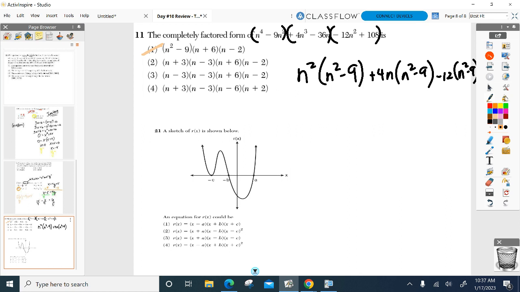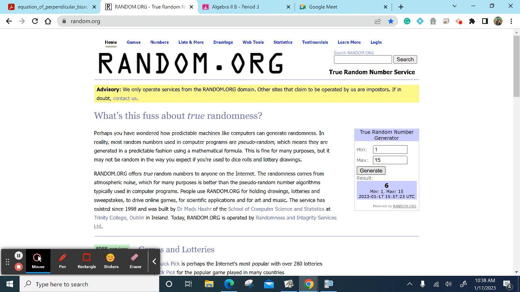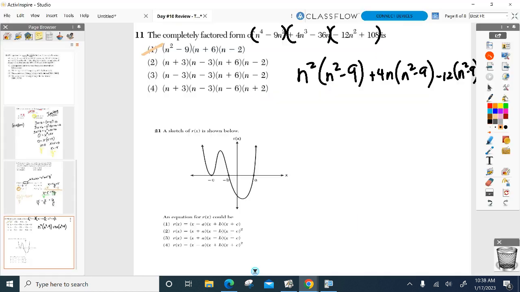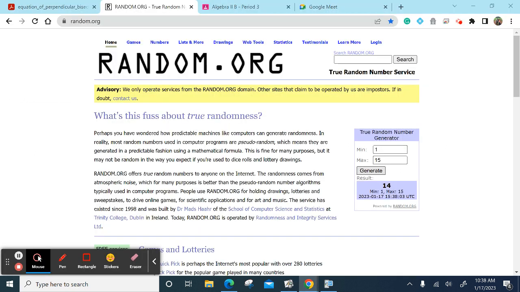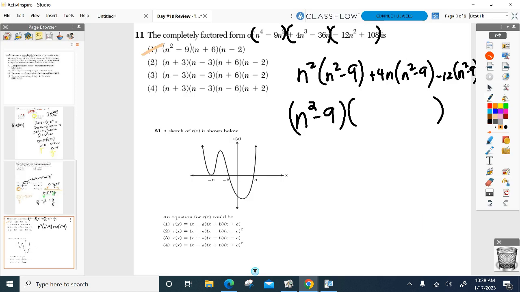Let's keep grouping, though. We're not done. What do they all have in common that I'm going to take out right now? 5? Oh, n squared. Okay, there's one parenthesis. Second parenthesis, remember, is everything left over. Howie, ready? What's left over? N squared plus 4n minus 12. Good.